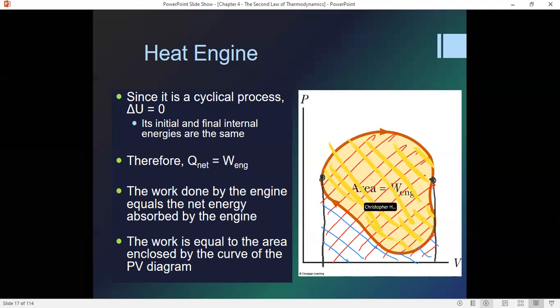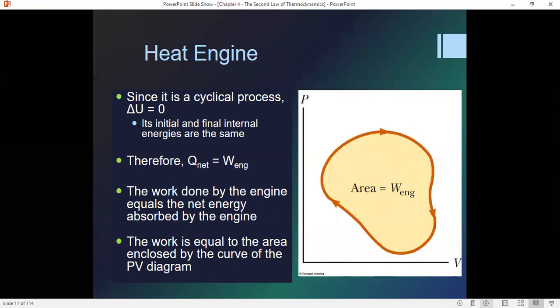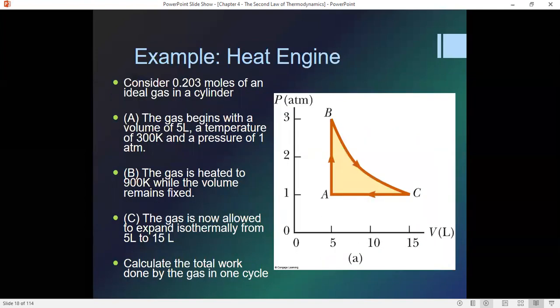Everything in the yellow. That's all the work that's being done. So again, that takes into account the work that we gain during expansion and the work that we lose during compression. Let's do an example of a heat engine, and this will illustrate it pretty well.